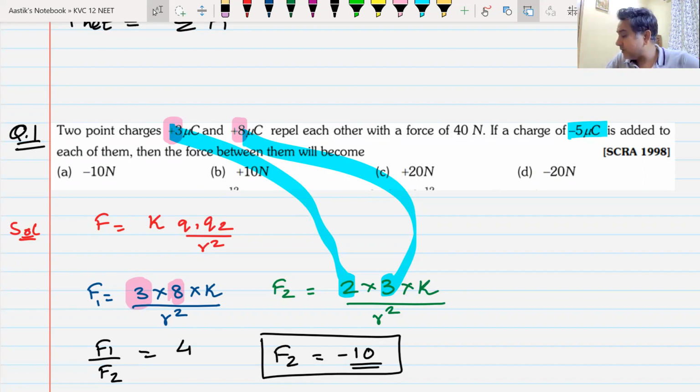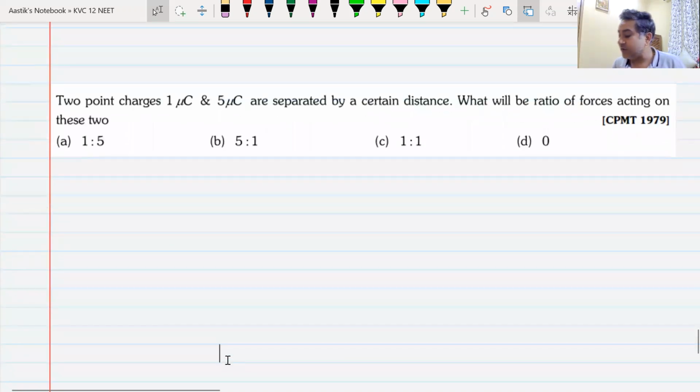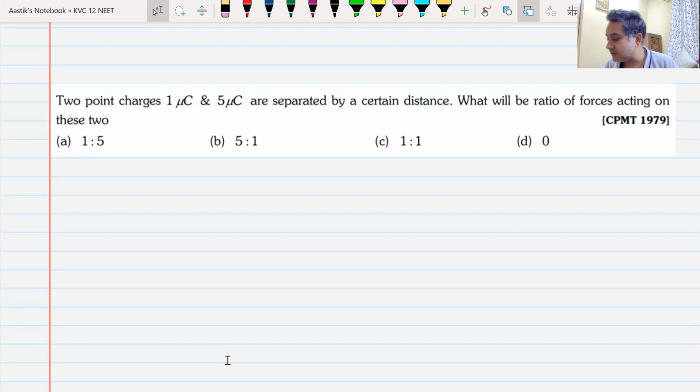One or two more questions based on the type that are supposed to come in your NEET exam, and this is the question that I find. Again, most of the questions are taken from your previous exams, and you might find the same questions in your exams. This is the first one. Two charges, 1 microcoulomb and 5 microcoulomb, are separated by a certain distance. What will be the ratio of forces acting on these two? So they will exert forces on each other.